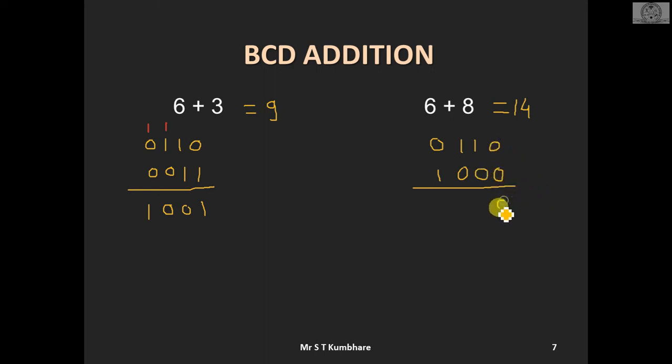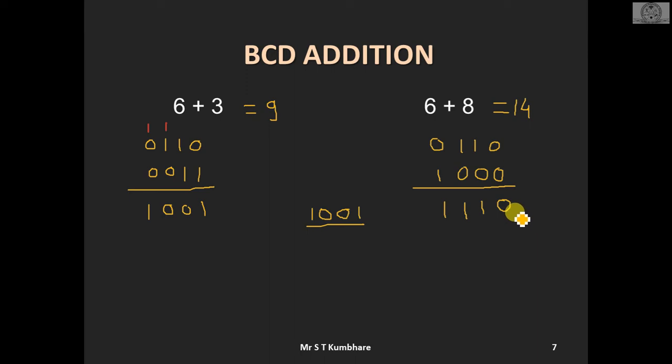0 plus 0 is 0. 1 plus 0 is 1. 1 plus 0 is 1. And 0 plus 1 is 1. Now, if you observe this, this is not valid BCD because we have seen previously that 1001 is the highest BCD code, for 9. After this, we don't have valid BCD. So this is invalid BCD.